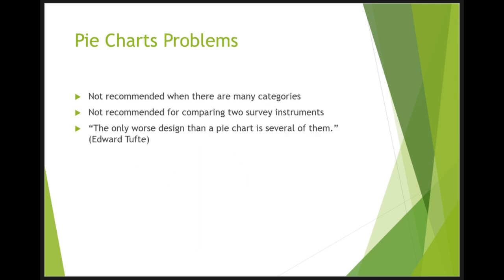Pie charts are effective for displaying the relative frequencies of a small number of categories. They're not recommended, however, when you have a larger number of categories. Pie charts can also be confusing when they are used to compare the outcomes of two different surveys or experiments. In an influential book on the use of graphs, Edward Tufte asserted, "The only worse design than a pie chart is several of them."